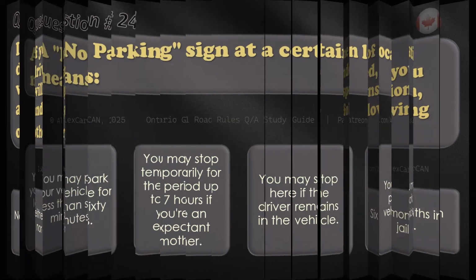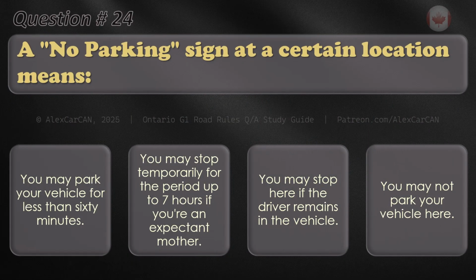Question number 24. A no parking sign at a certain location means you may park your vehicle for less than 60 minutes. You may stop temporarily for the period up to 7 hours if you're an expectant mother. You may stop here if the driver remains in the vehicle. You may not park your vehicle here.